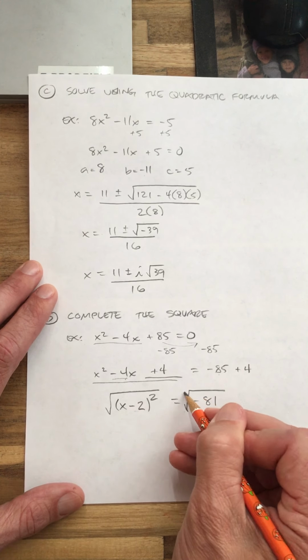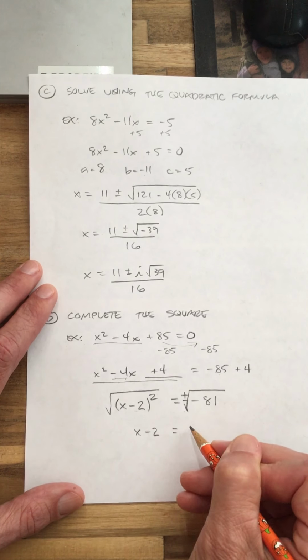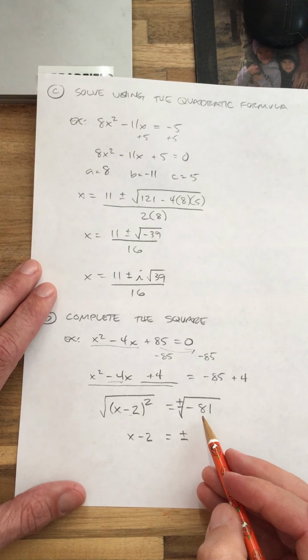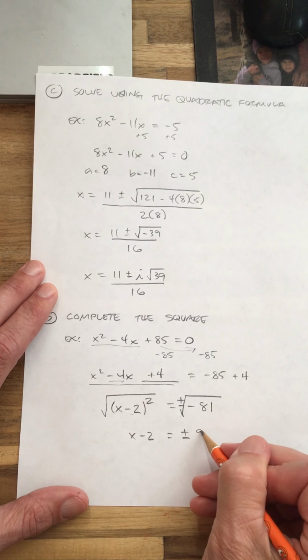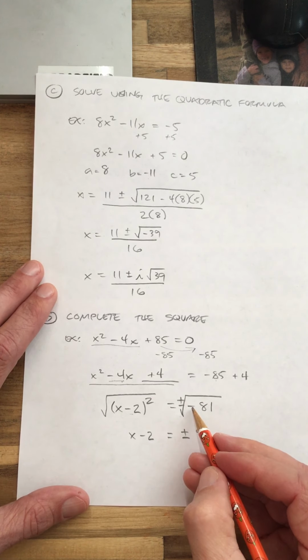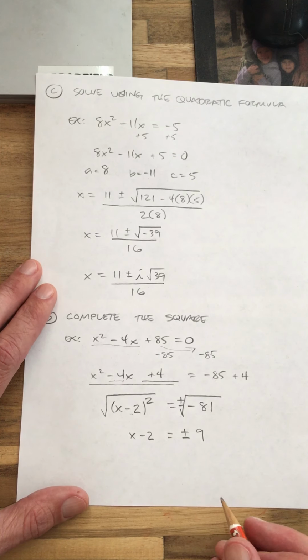Square root, put plus and minus. The square root of this is just x minus 2 equals plus or minus. Now, the square root of 81, you know that's 9, okay? All right, but it's a negative 81. We can't take that in the real world. We could only do it in the imaginary world. So it's an imaginary 9. Put an i after it, okay?